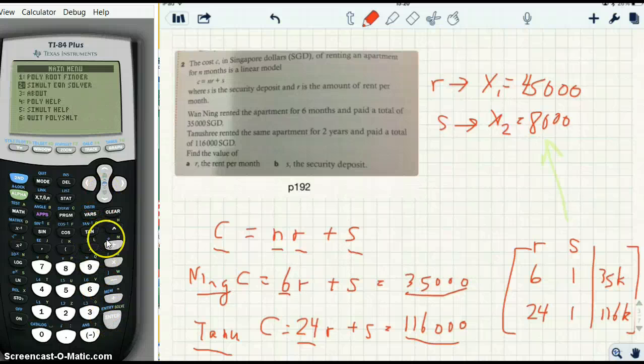Now remember, to do poly-SMLT, we go to number 2 here, simultaneous equation solver, two equations, two unknowns. The rest of it we just leave the same. We press next, and now we just enter the numbers here.